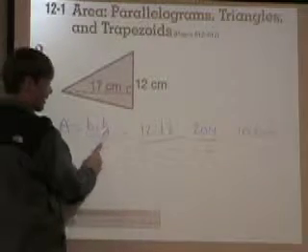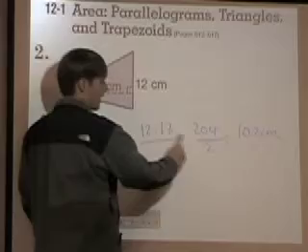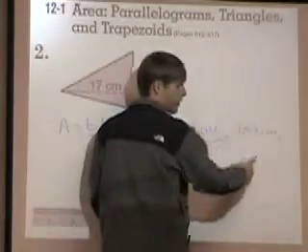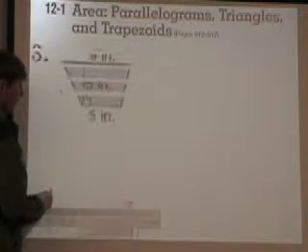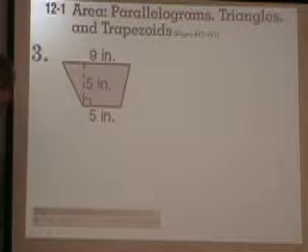Base times height divided by 2. And that equals 102 centimeters for a triangle. Okay, our last example is a trapezoid.